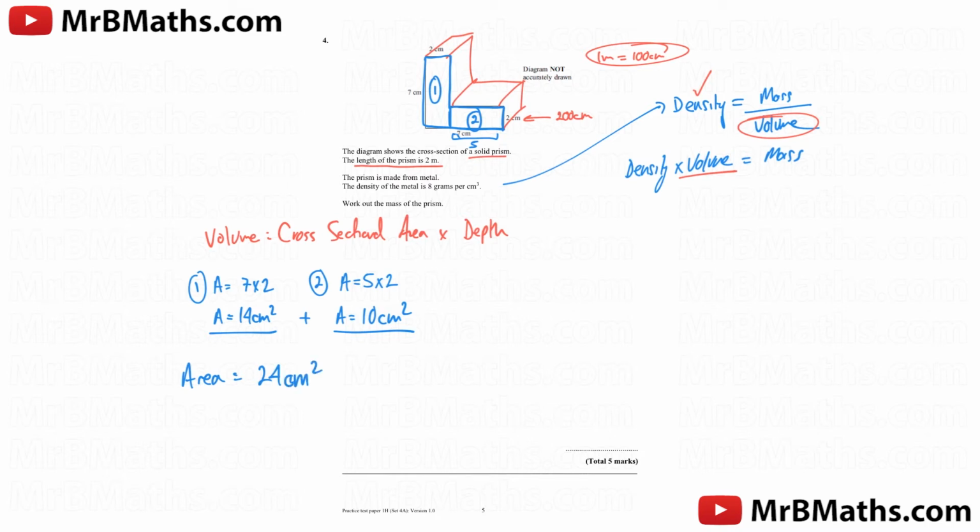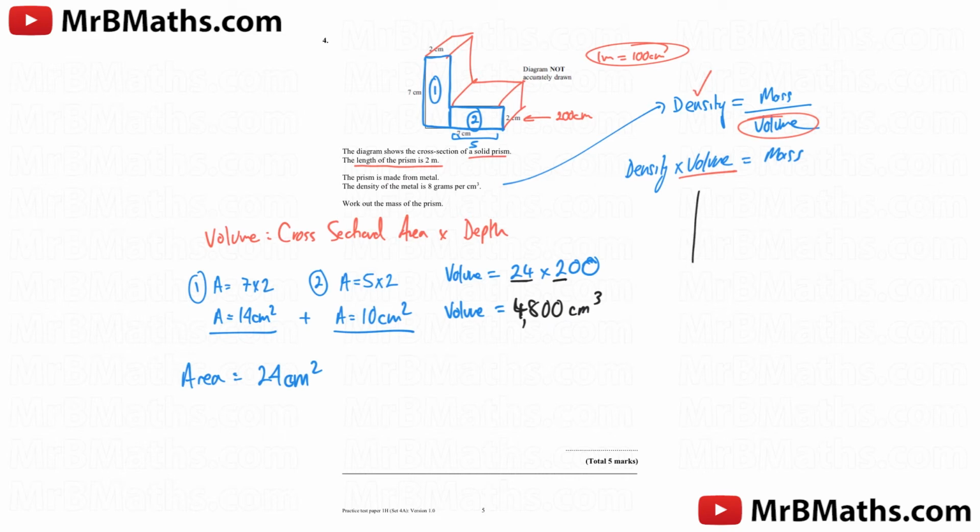centimeters squared. So to find the volume, cross-sectional area times depth, so volume equals 24 times 200. Now again, non-calculator paper, so just make sure you know some shortcuts. 24 times 2, we can just do this. 24 times 2 will give us 48. And then we've got the 2 zeros, so 4,800 centimeters cubed.